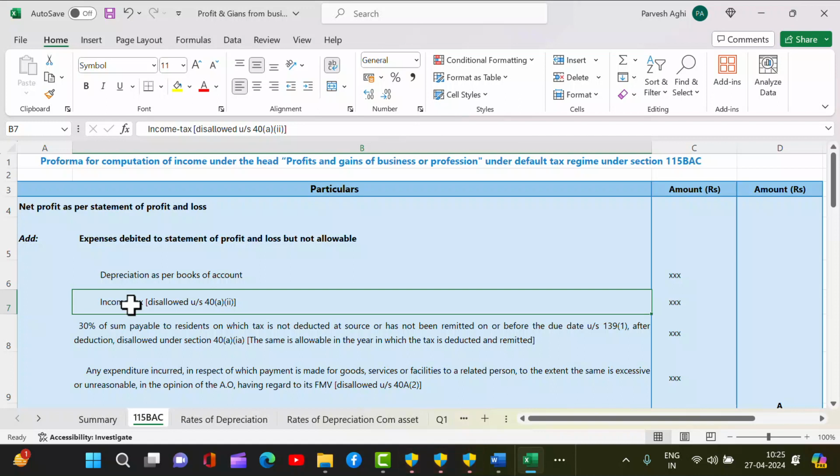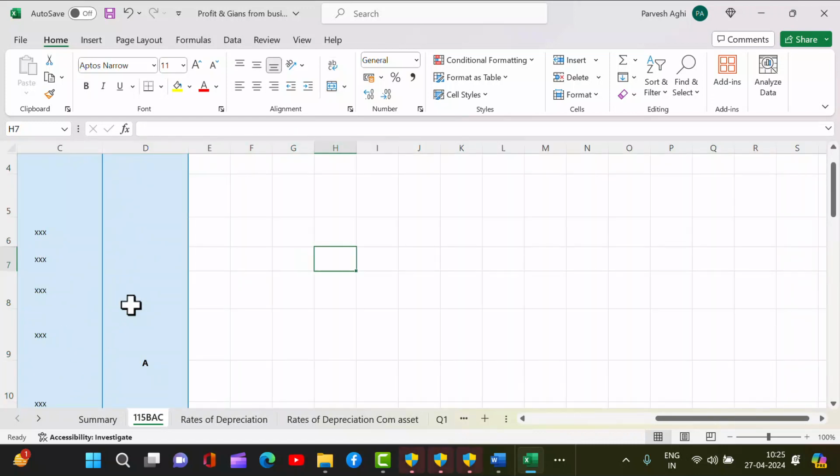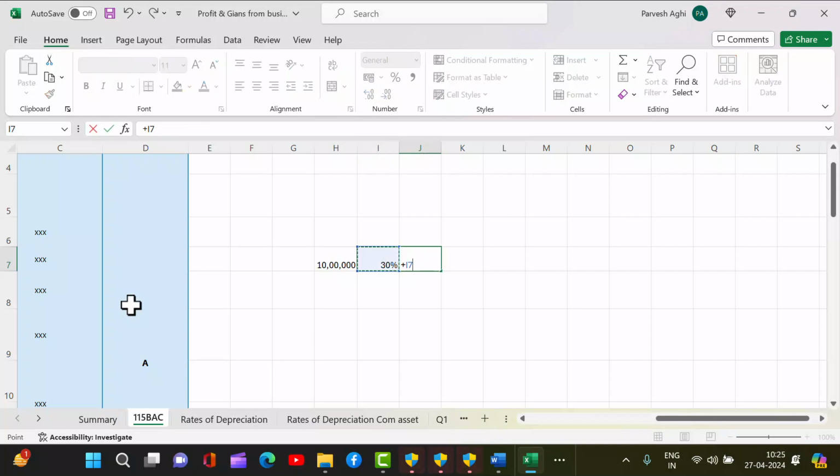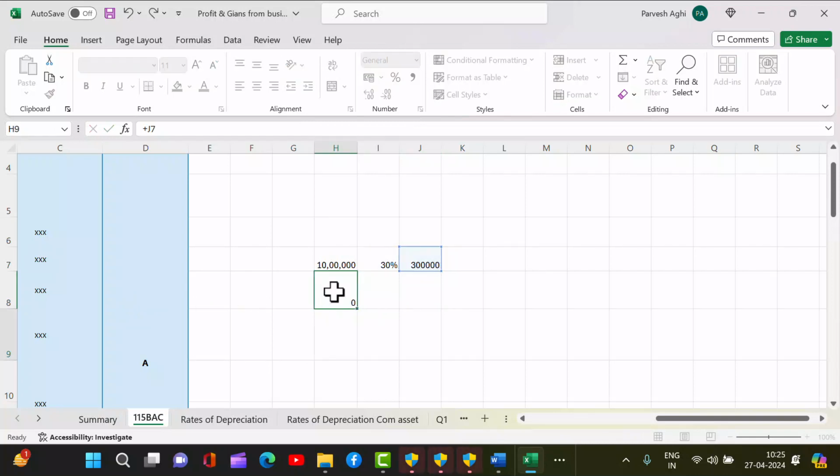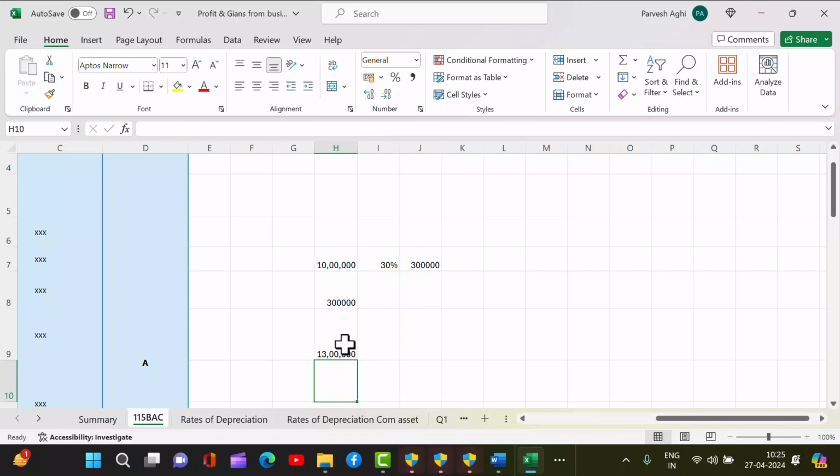Suppose a company has earned 10 lakh rupees of profit, and the income tax rate is, for example, 30%. So they have to pay 3 lakh rupees. Fine. So they can't reduce this here. They can't say, my profit is this for calculation of tax purposes.